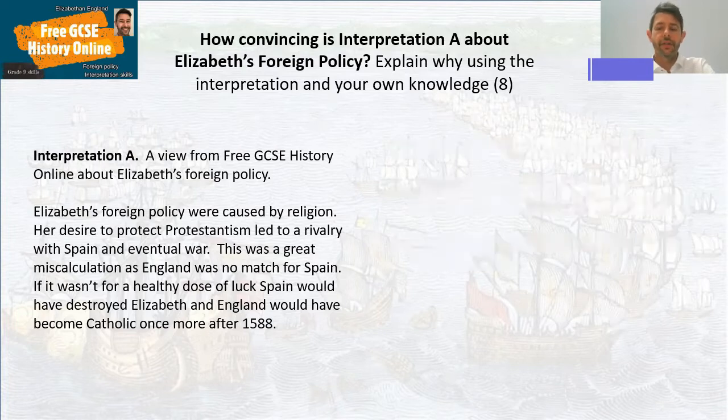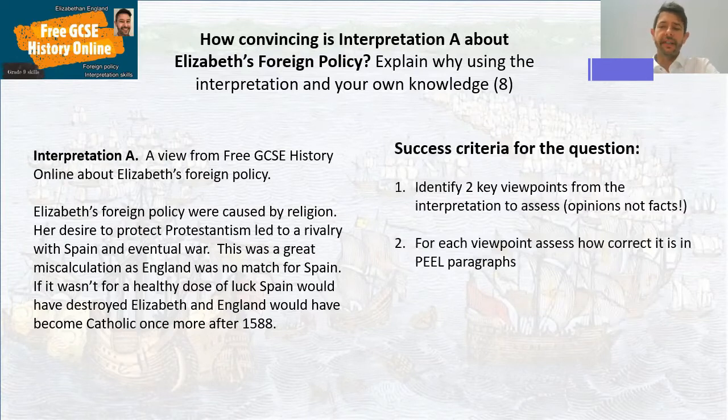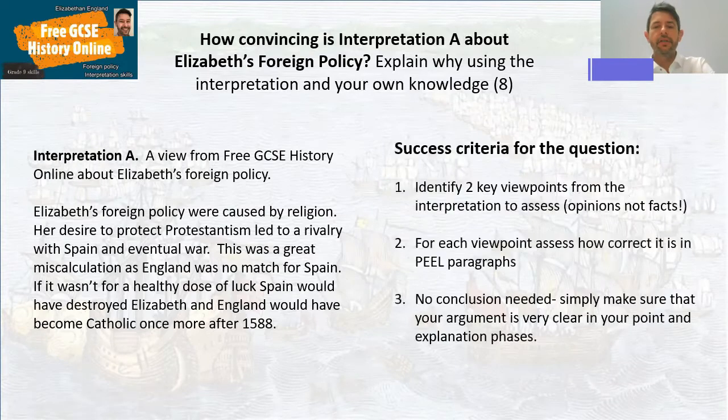We then need to, for each viewpoint, assess how correct it is using our PEEL paragraphs. So we need to give a point about the view and about how correct we think it is, give the evidence of the view, then explain with our knowledge why that's correct or not, why it's convincing or not, and then we can PEEL to give a further explanation, maybe another way it's right, or we could be balanced. We could say where it's wrong.